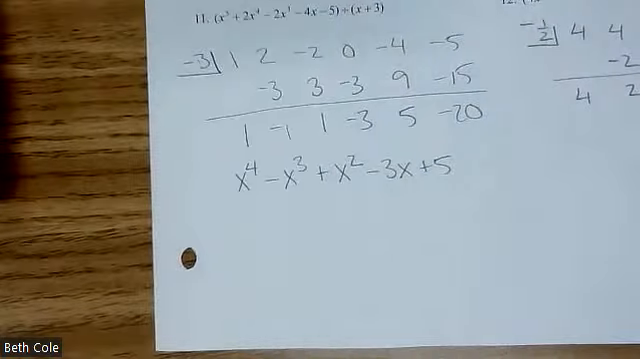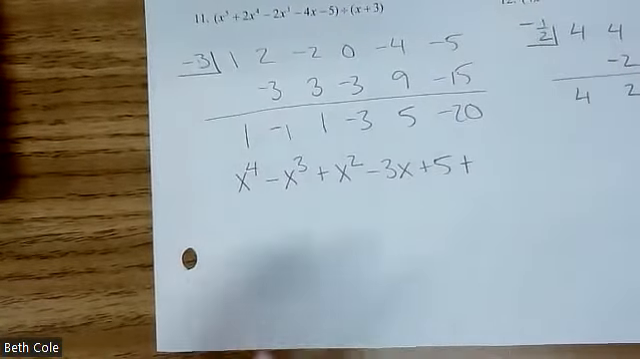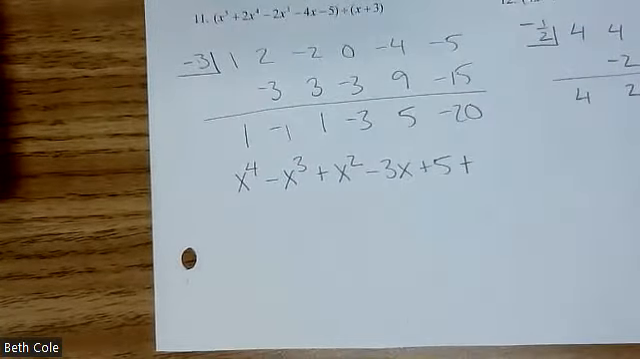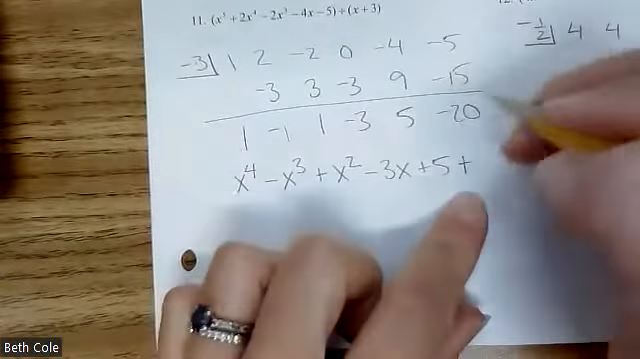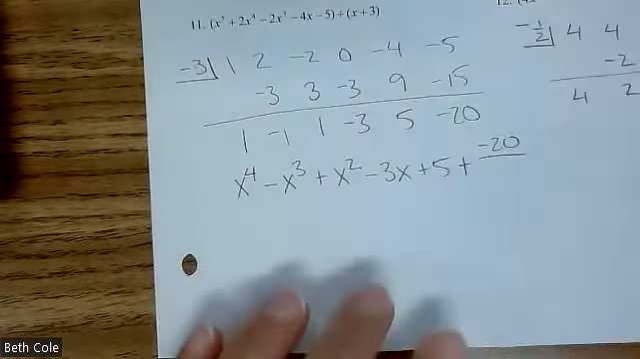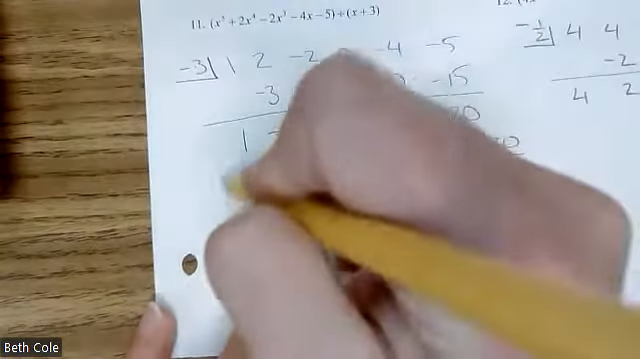And oh, good. I always put plus. I just feel like that, I don't know. People get confused over where to put the negative. Just don't put a negative. Just put plus, and then whatever number that is. So negative 20 over x plus 3.